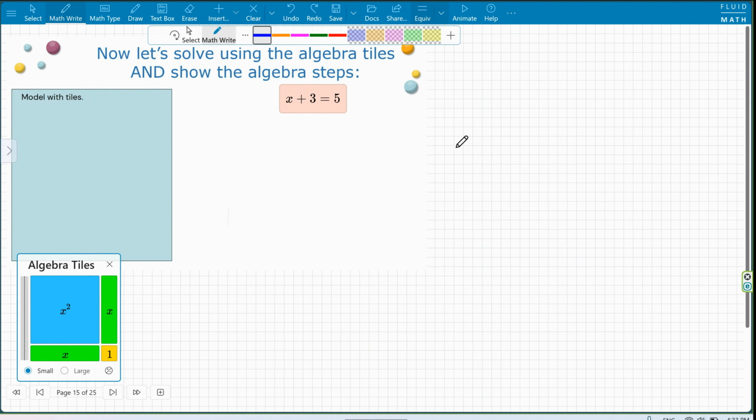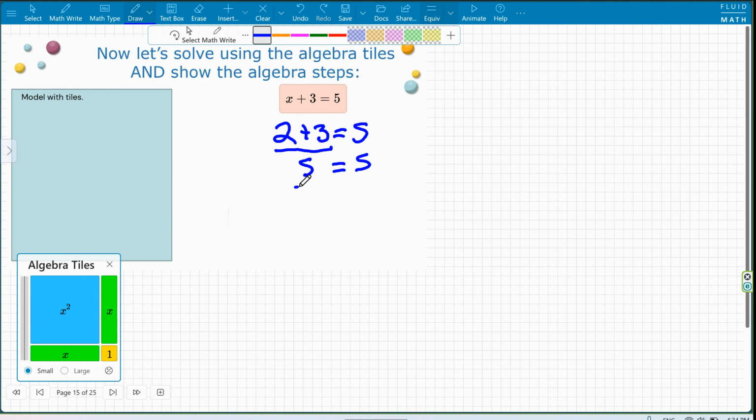Now, when I look at this equation, we've already established that you can do this in your head. I want to know what plus 3 equals 5. Now, what is this mystery number? Well, we know it's 2. That also means that this side, 2 plus 3 equals 5, that each side of the equation is equal to the other side of the equation.